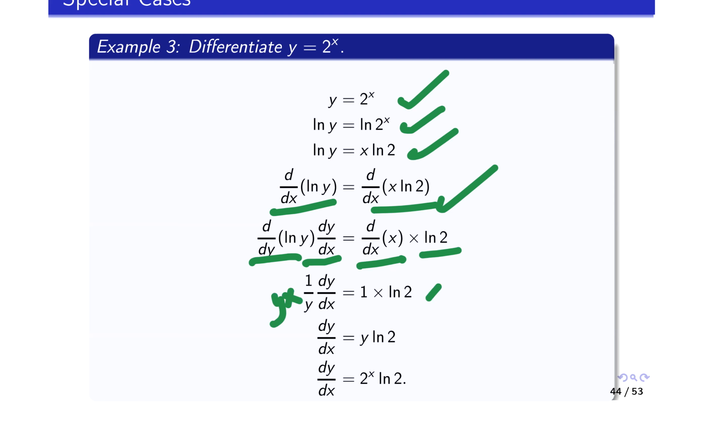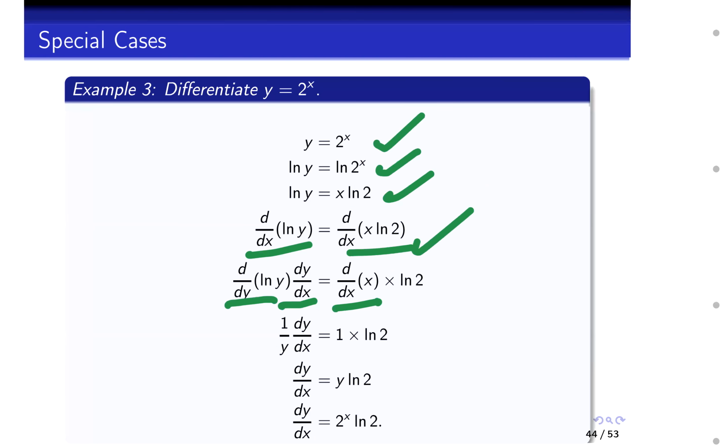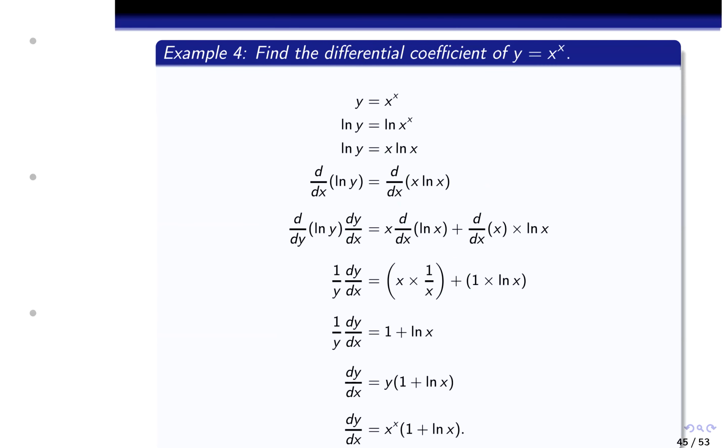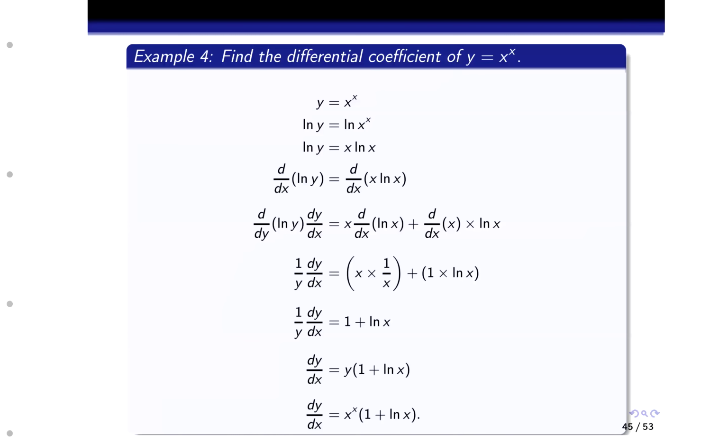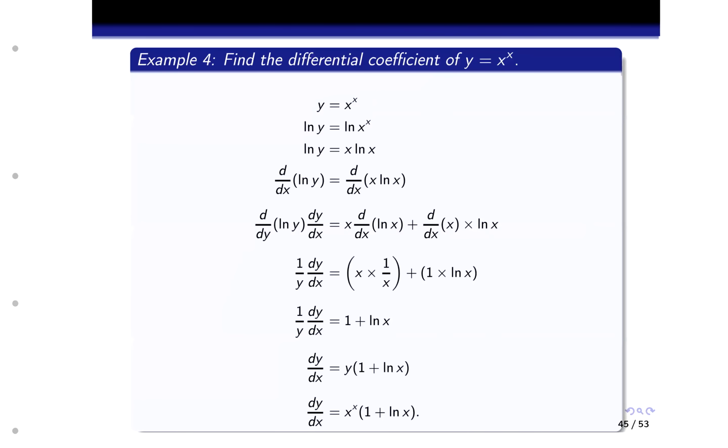So let's see if we have another special case. Yeah, this is another special case. I actually did a fast math solution featuring this, so you can check the video out. So here we have y equals x^x, and then ln y is ln x^x, and the reason for the ln is to bring down the power. So we have ln y equals x ln x like this, and take d/dx of both sides. So you have d/dx of ln y equals d/dx of x ln x.